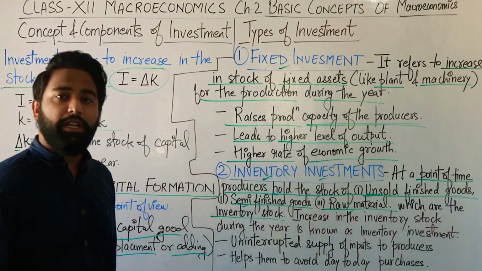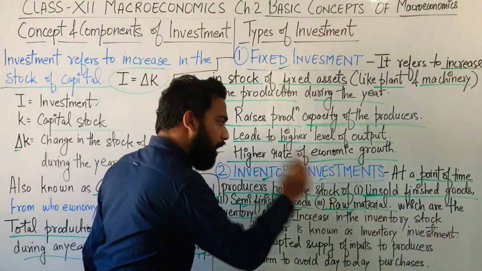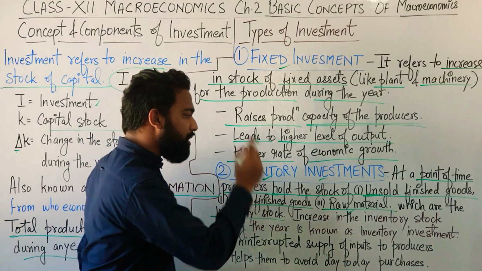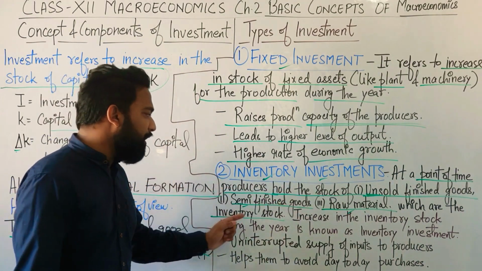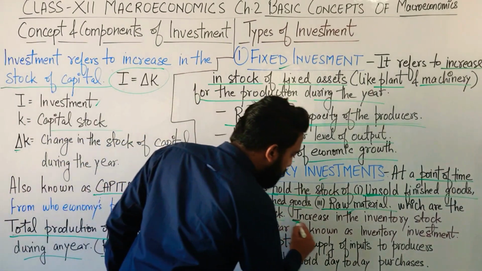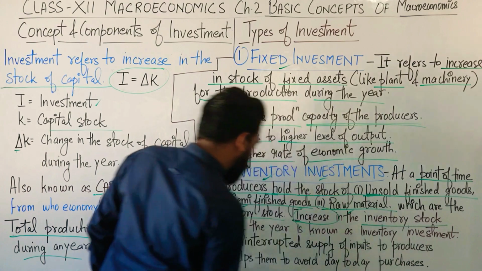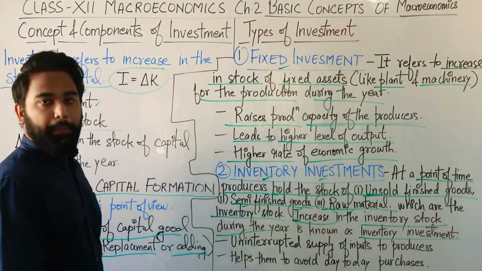If the producer is holding the inventory stock, what do you mean by inventory stock? Unsold finished goods, semi-finished goods, and raw material. If the producers are holding the inventory stock, understood? Now, increase in the inventory stock during the year is known as inventory investments.